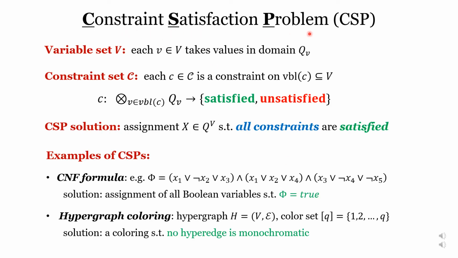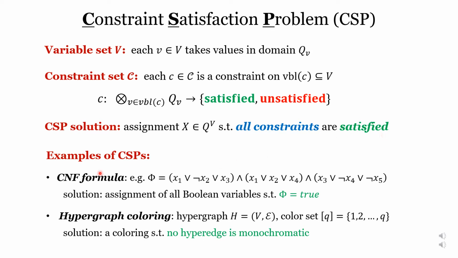Constraint satisfaction problem is one of the most well-studied subjects in computer science. Let V be a set of variables where each v takes its values in domain Q_v. Let C be a set of constraints defined on these variables, where each constraint c is defined on a set of variables vbl(c). It maps the assignments of these variables vbl(c) to satisfied or unsatisfied. A solution to the CSP is an assignment of variables such that all constraints are satisfied.